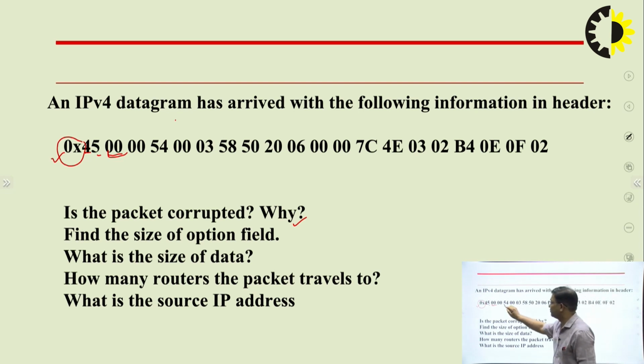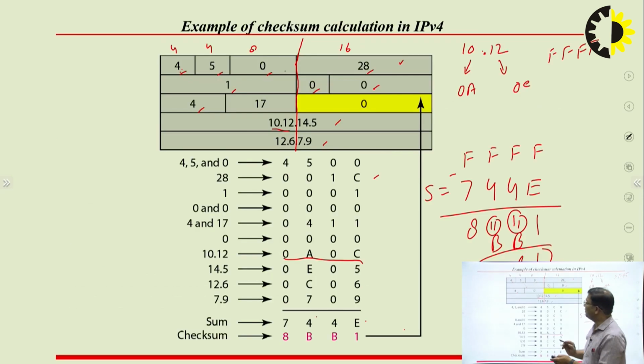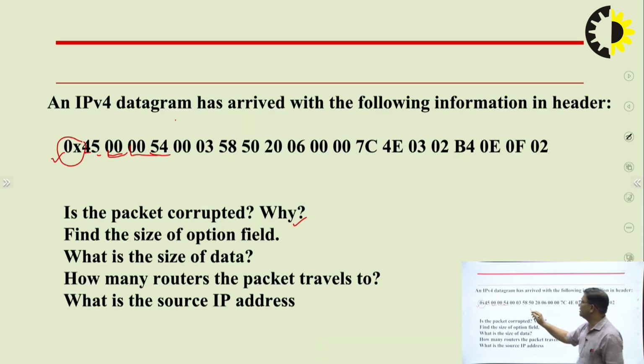The next field, 0054, is for total length. Keep in mind that we do it this way: 4, 4 is 8, and this is 16 bits. The 16 bits are treated as the total length. So this is the total length, 0054.